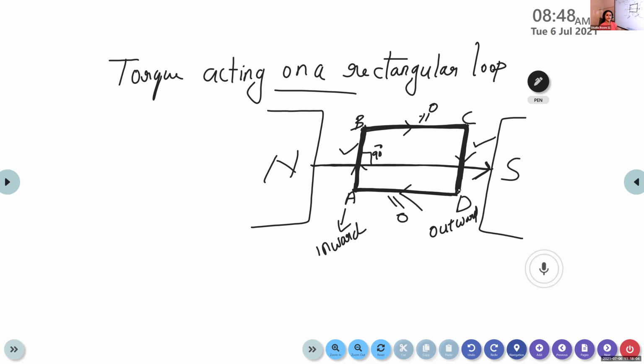This rotational effect of the current carrying rectangular loop inside the magnetic field is known as torque.